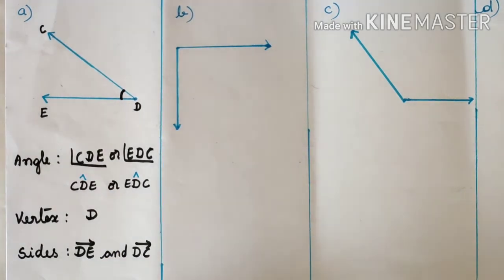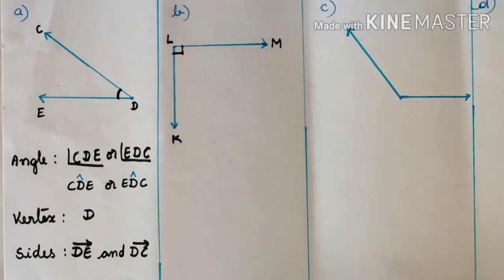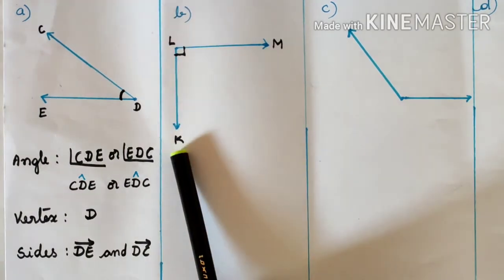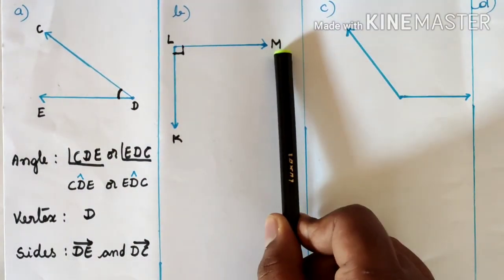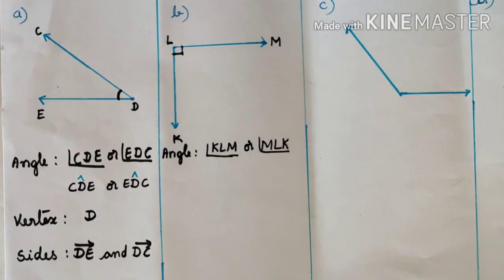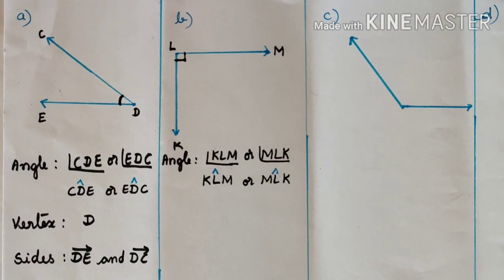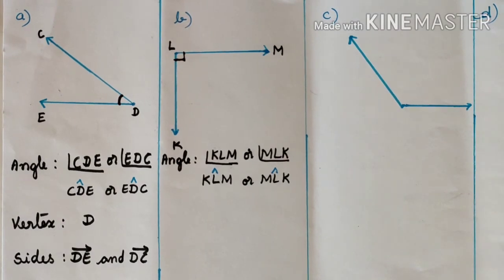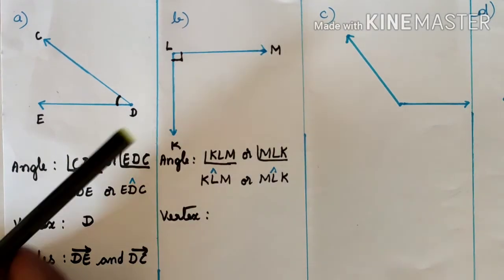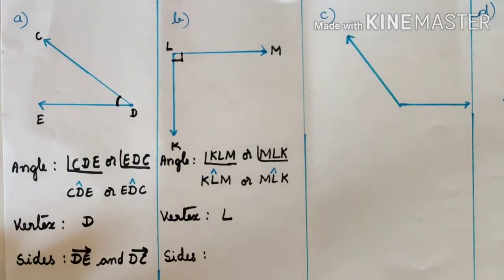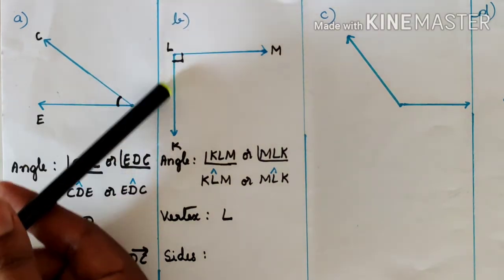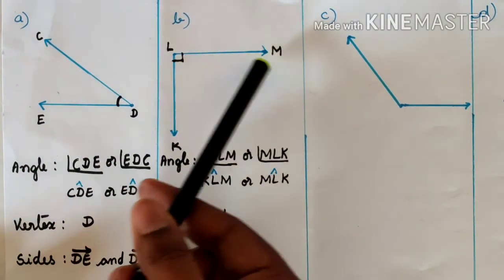Let us solve the second one. The sides are named as K, L and M. Angle is formed at L. So the angle can be written as angle KLM or angle MLK. Using the other symbol, let us write angle KLM or angle MLK. Second one, we have to write the vertex. Vertex is L and the sides are L to K, LK, L to M, LM.